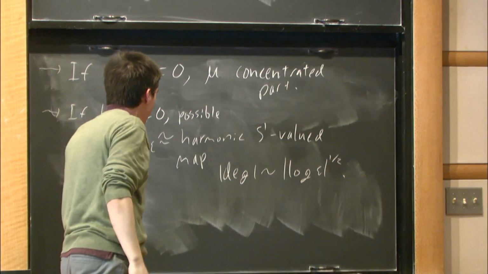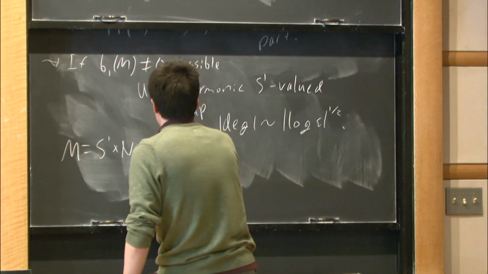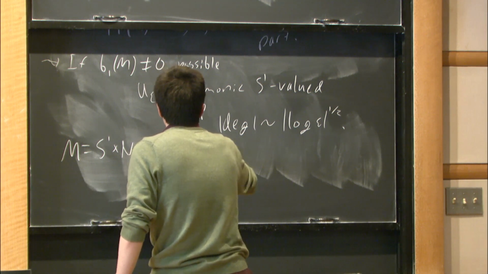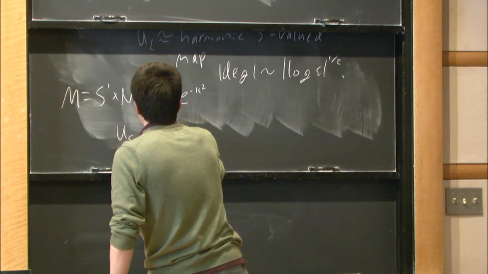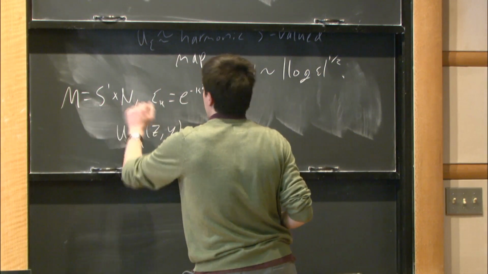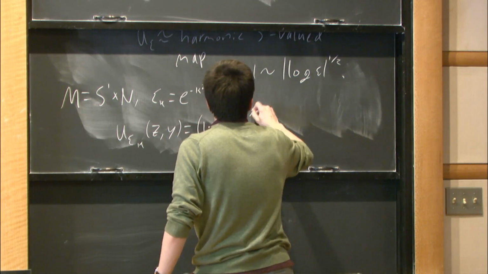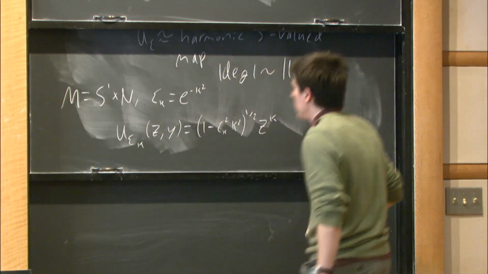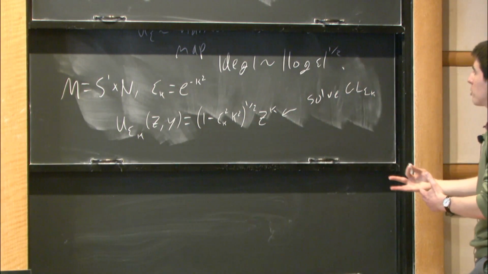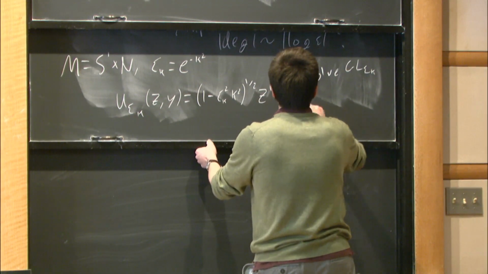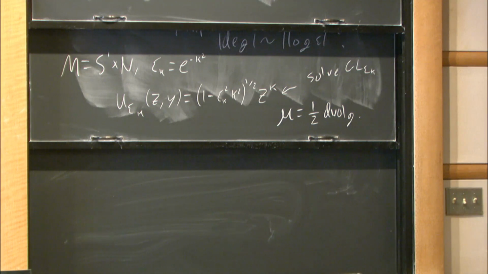OK? So for a concrete example, if, for instance, we have M is the product of S1 with some other manifold, then we can take, let's say, epsilon k to be e to the minus k squared for some integer k. And then we can check that the maps u epsilon k defined by just sending the S1 coordinate to 1 minus epsilon k squared to the 1/2, and then just the degree k map, then in fact these are going to solve the Ginzburg-Landau equations with the desired energy growth. All right, but the limiting energy measure is just going to be half of the volume form. OK?